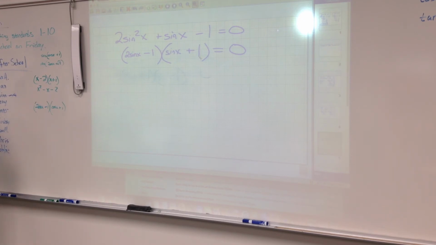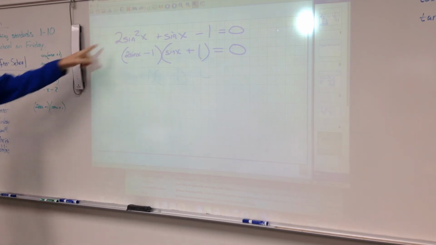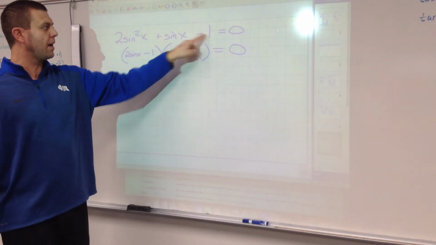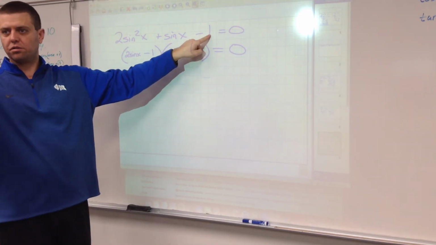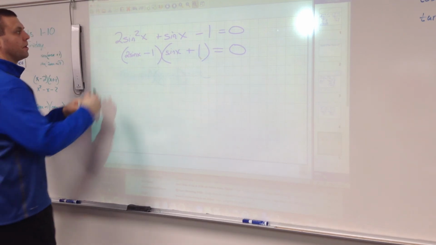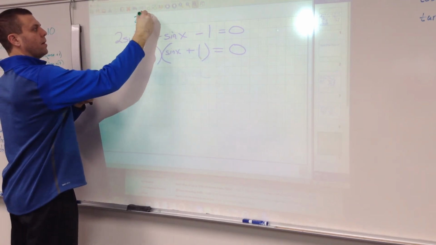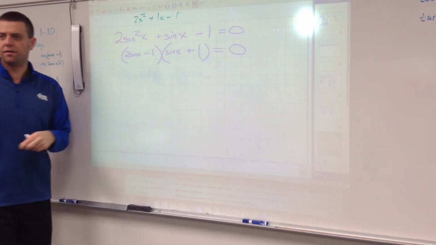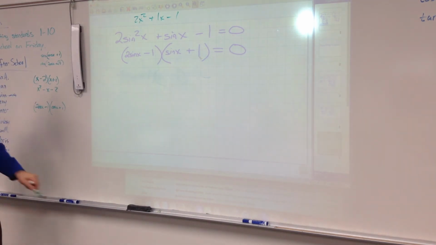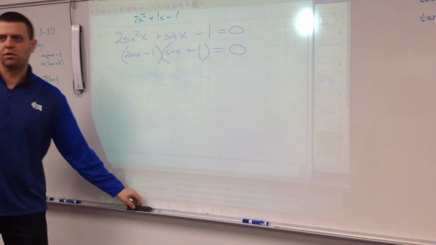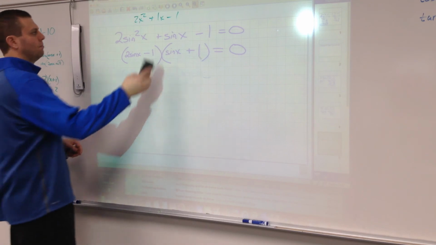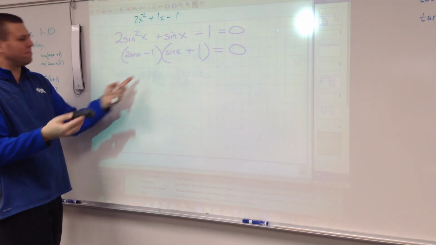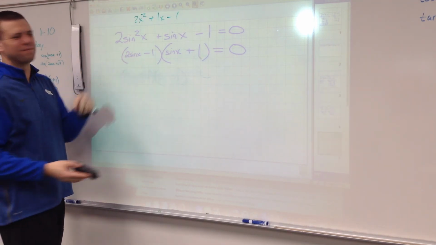How would you do it that way? Well, 2 is your A value, 1 is your B value, negative 1 is your C value. Do it just like you would if you were doing 2x squared plus 1x minus 1. Just remember when you go to finish the problem, don't make this an x. Just make sure you make it a sine x.